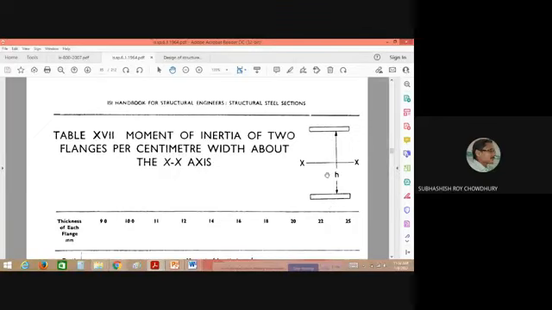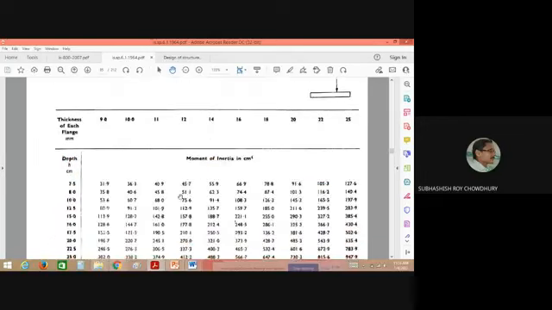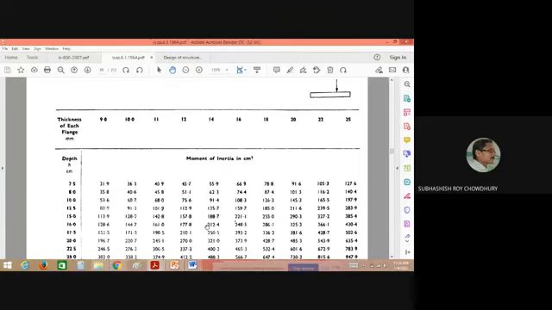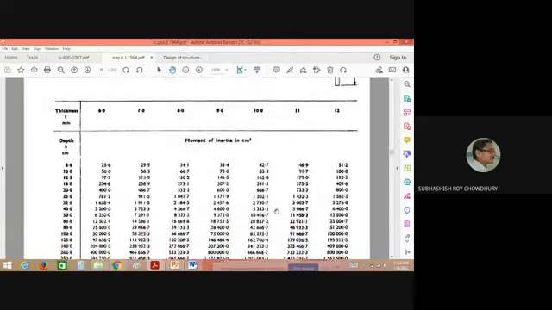But when you are attaching this one with say ISMB 500, then the gap between these two plates is 500. When you attach these two with ISMB 600, then the gap between these two plates will be 600. So accordingly, the moment of inertia contributed by these two plates is written here.